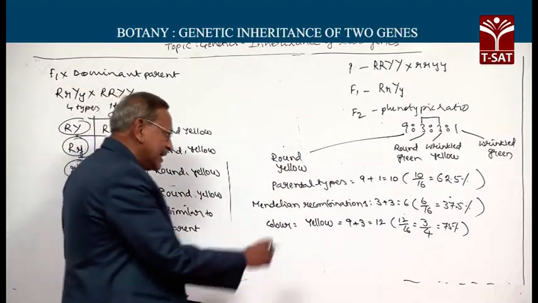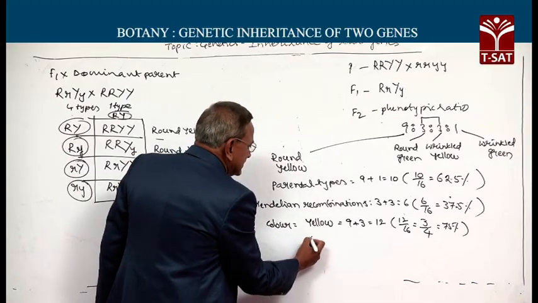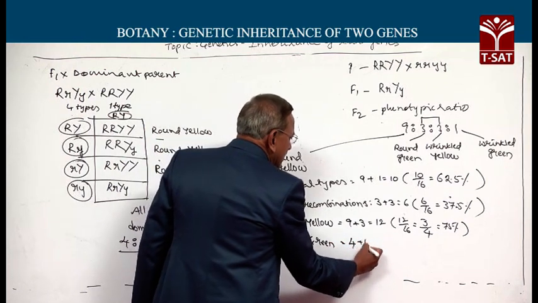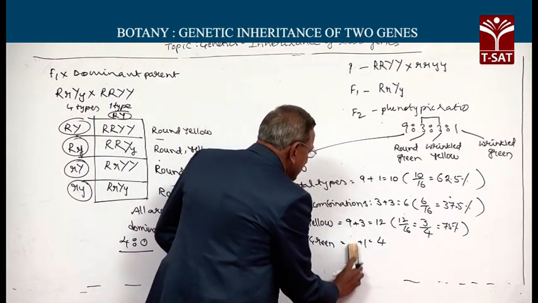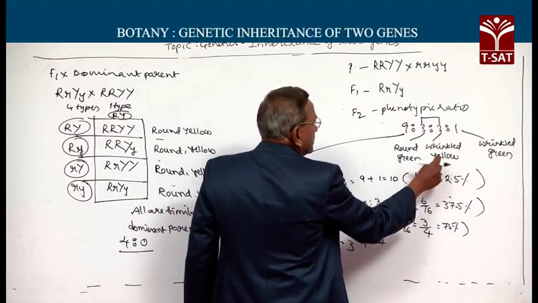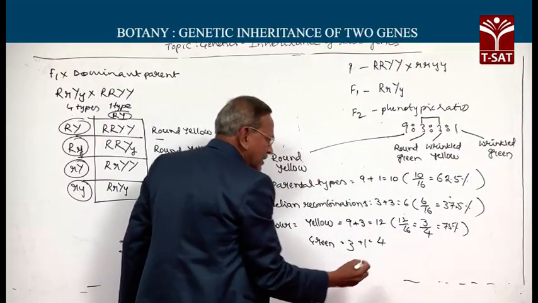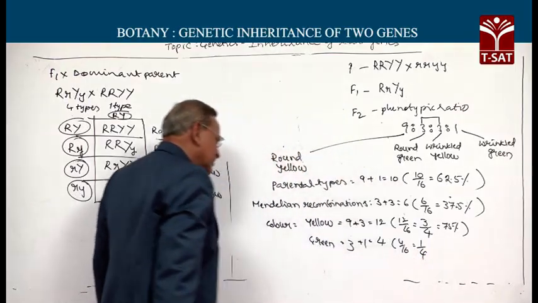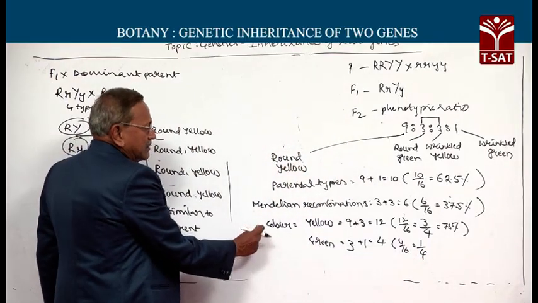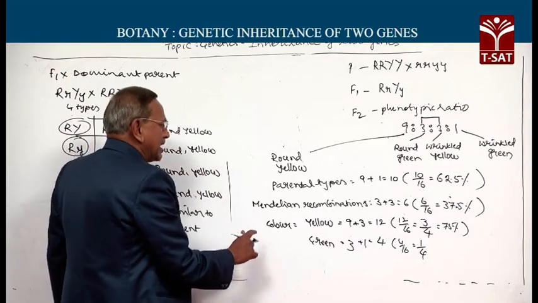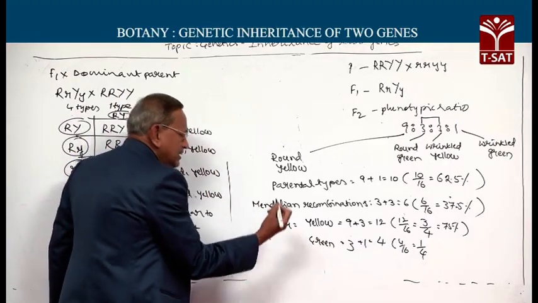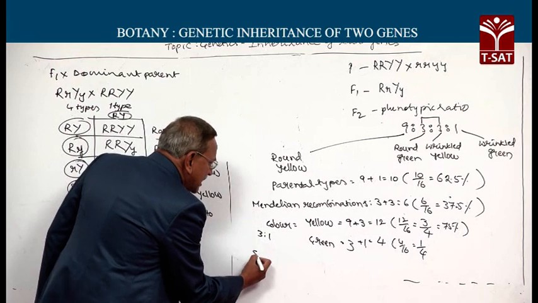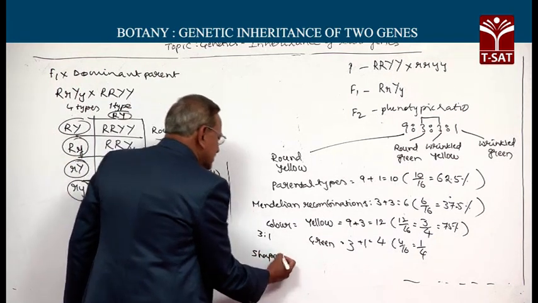So this tallies with it. Then consider the other color, and that is green color. How many individuals of F2 are green in color? 3 plus 1, this comes to 4, and this is 4 by 16, this is 1 by 4. So, with regard to single trait color, it is 3:1.